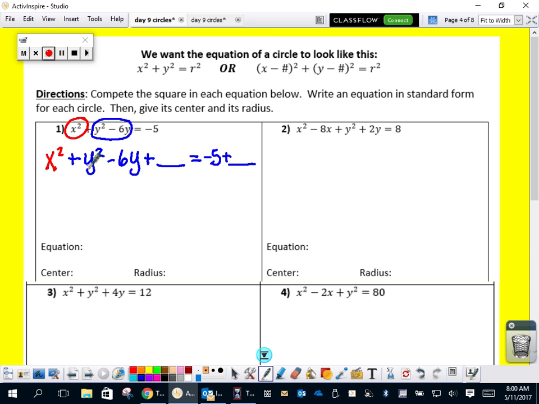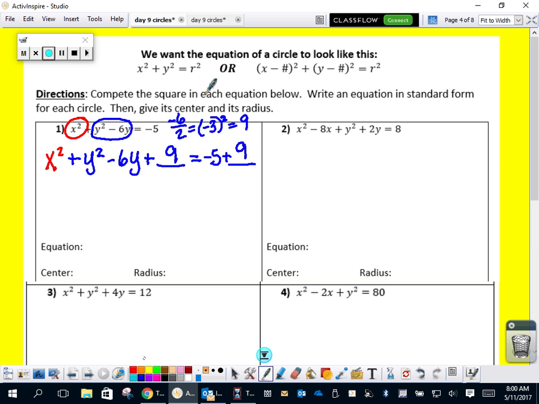So if you're just looking at the y, negative 6. So you're going to take negative 6, divide that by 2, which is negative 3, and now what's negative 3 squared? 9. So we just completed the square for the y. Okay?